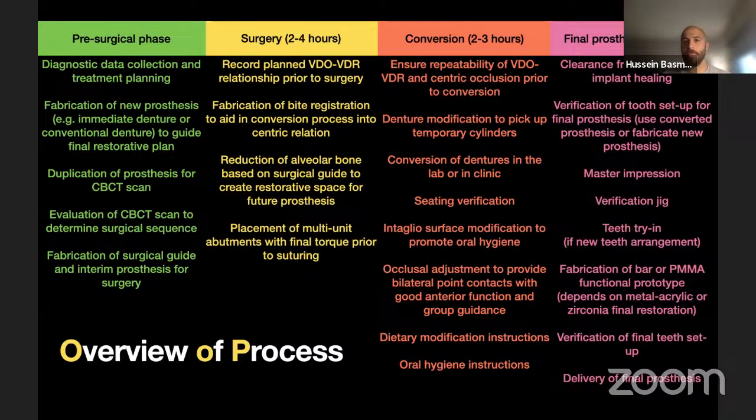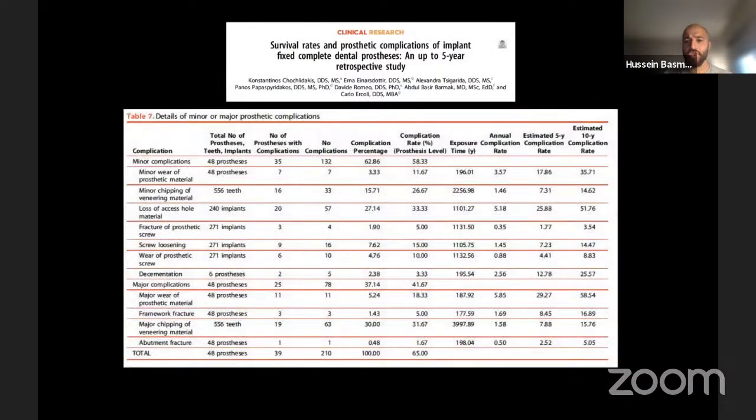We are going to talk about the initial impression, the master impression, the verification jig, the teeth try-in, the fabrication of the bar and the MMA, and then the final teeth setup and the delivery of the prosthesis. So let's talk a little bit about some literature review on this topic.